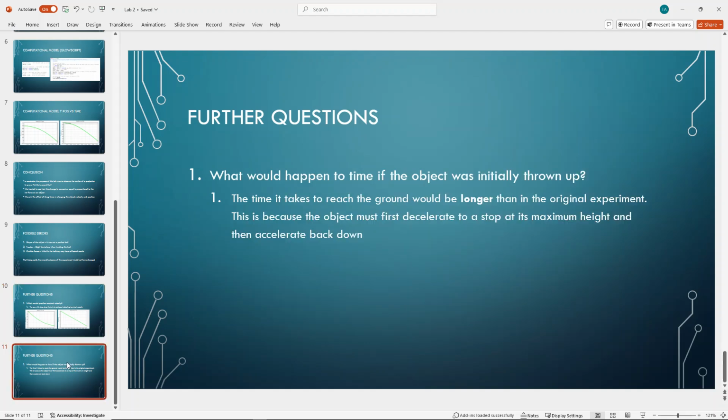What would happen to the time if the object was initially thrown up? It would be longer because the object must first decelerate to a stop at the maximum height and then accelerate back down. So hence a longer time.